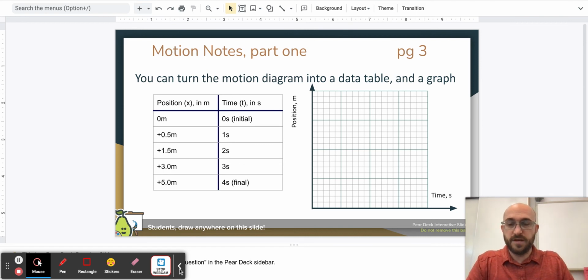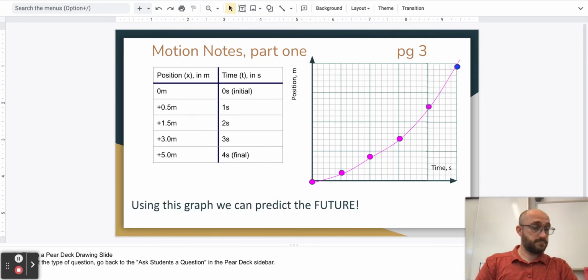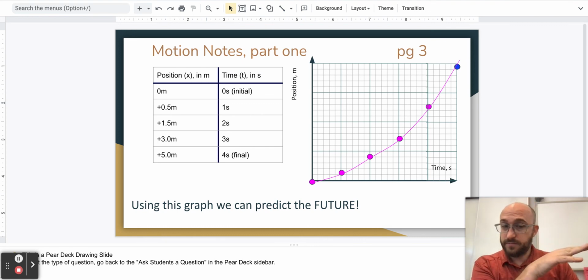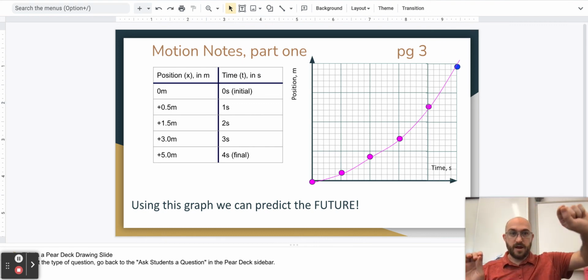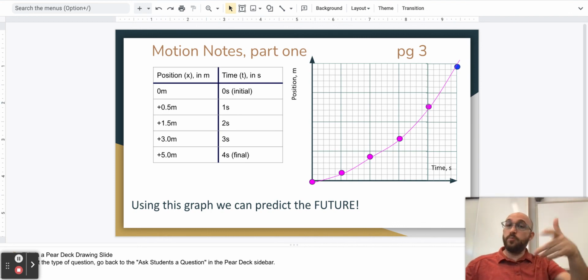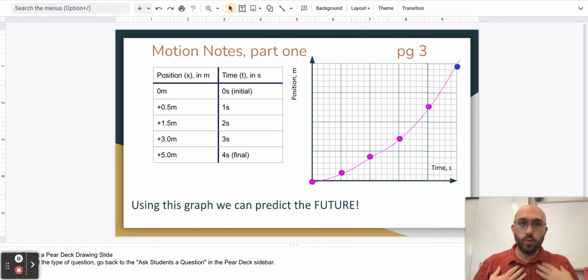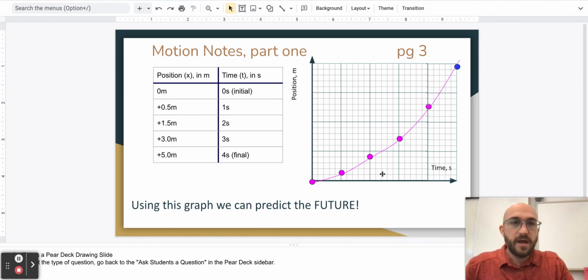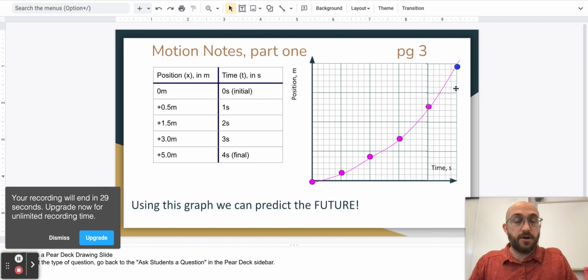Oh, now it's angry at me. There we go. So if I make this graph and then I connect those dots with a curve, I can actually keep that curve going. And what that does is it lets me predict the future. We stopped measuring at second 4. But here, my blue dot, I can predict where it's going to be at that second. I don't know, I didn't measure it. But using this pattern, I can figure it out anyway.